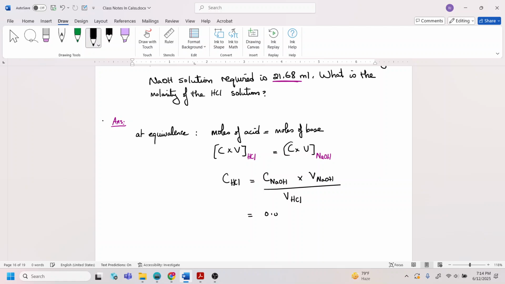So you have the concentration of the NaOH. This is moles per liter multiplied by 21.68. This is how much I used from the base. And originally in the beaker, I had that much of the acid. Here you go. You cancel those out, and your answer is 0.0444 molar.